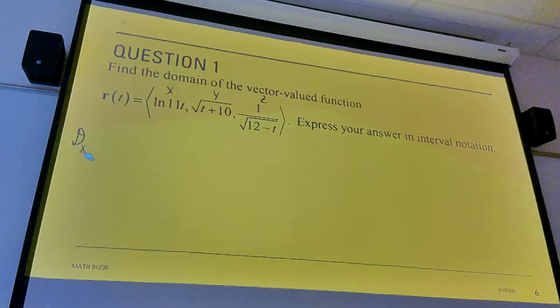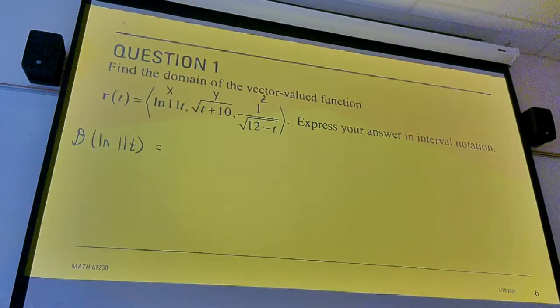Domain of X, or you could also see it written as domain of, right? So you can think of domain as an operator or as a function. And we're going to use interval notation for everything. So what would the domain of natural log of 11t be? T equals 0 to infinity. So give it to me in interval notation.